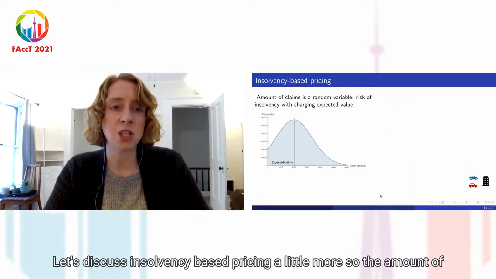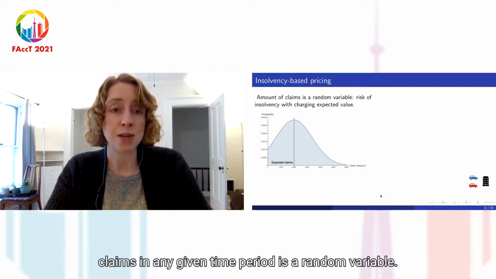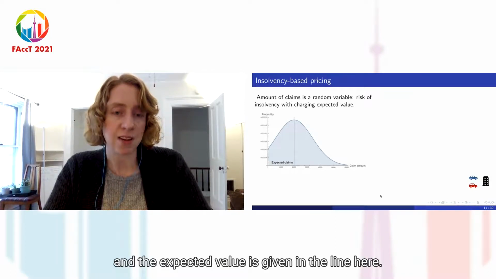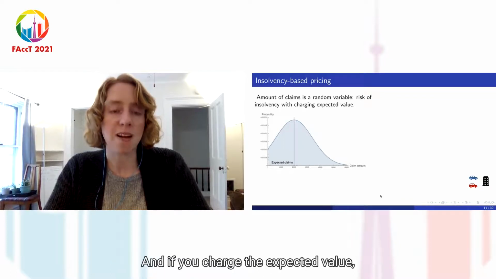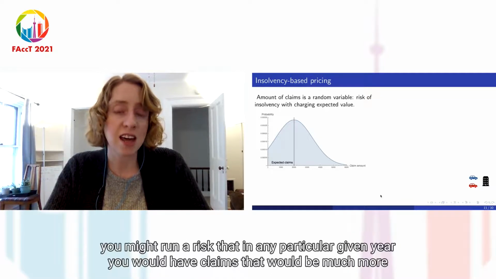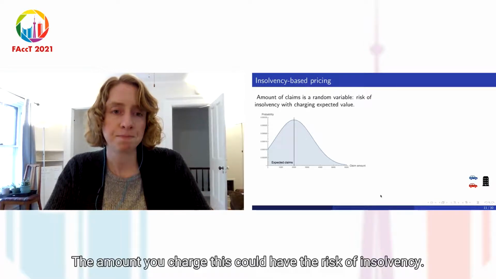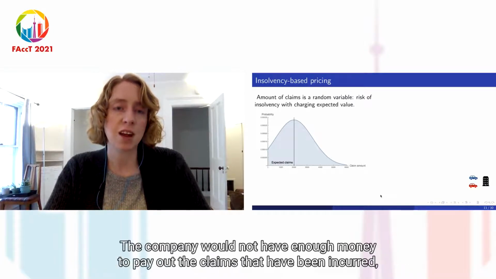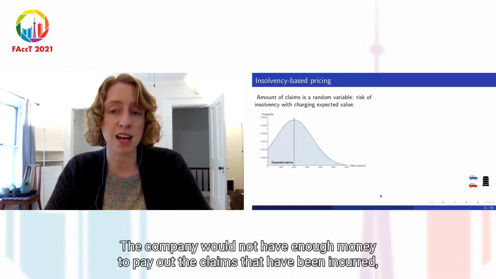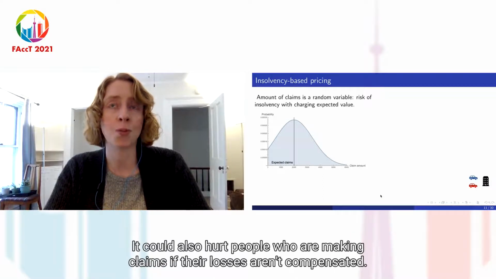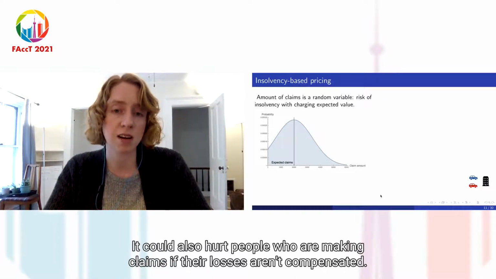Let's discuss insolvency-based pricing a little more. The amount of claims in any given time period is a random variable. You can see this curve below, and the expected value is given in the line here. If you charge the expected value, you might run a risk that in any particular year, you would have claims that would be much more or much less than the amount you charge. This could have the risk of insolvency. The company would not have enough money to pay out the claims that have been incurred. This could hurt the company.